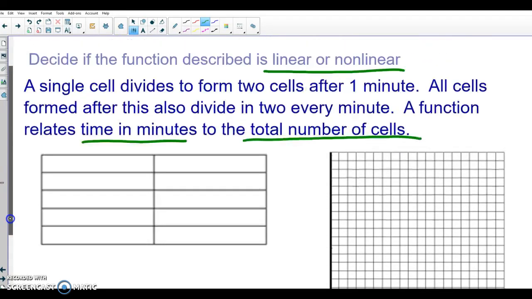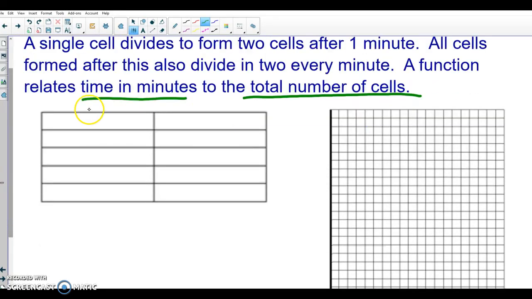So you should copy this down into your situation. Go ahead and copy those words. You can pause the video if you want. So our independent variable is time, and our dependent is the number of cells.